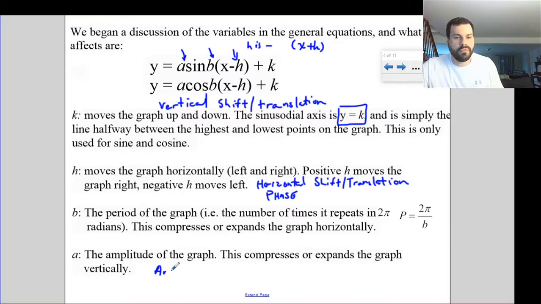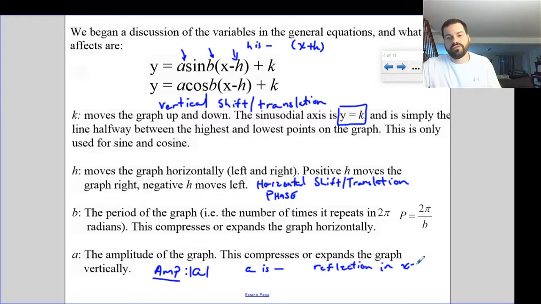So the amplitude is a, but I want you just to know something: the amplitude is a, but it's the absolute value of a. In other words, the amplitude is never negative. If a is negative, there's also a reflection in the x-axis. So we can write that in. If a is negative, we would describe the transformation as a reflection in the x-axis, meaning it flips over the x-axis. And if b is negative, we say the same thing, except it's a reflection in the y-axis. So if you're asked to describe the transformations, that's what we say.